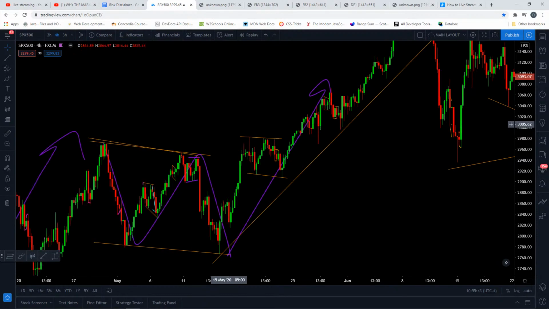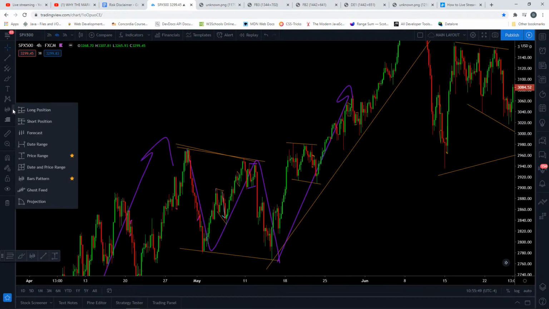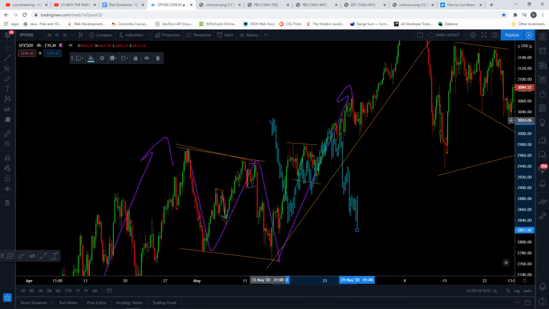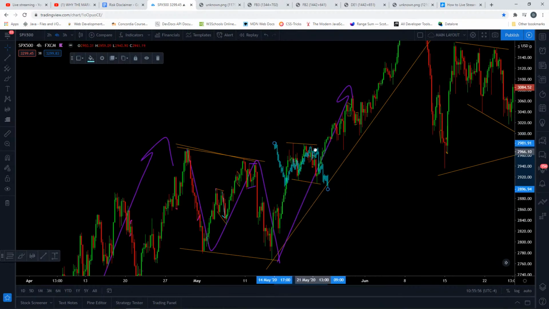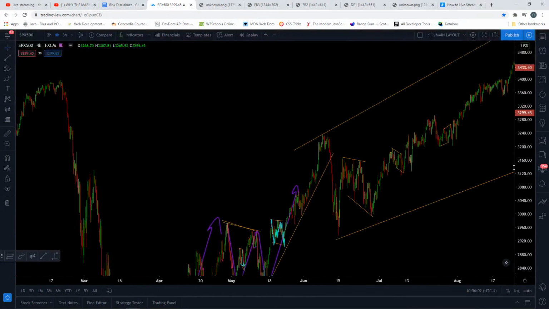It's like a magnifying glass, right? So you can see that this is exactly this, and you can use this tool in TradingView, bar patterns, and here, and if you look at it on lower time frames, you can see that it's the same thing. Okay? So it's basically what I'm talking about.